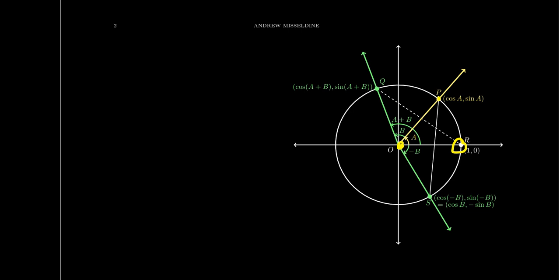And then let point P be that point which would then be on the terminal side of angle A in this standard position. Since we're on the unit circle, we know the x-coordinate and y-coordinate of this point P would be cosine of A and sine of A, respectively. Okay? But we have two angles in play right here.